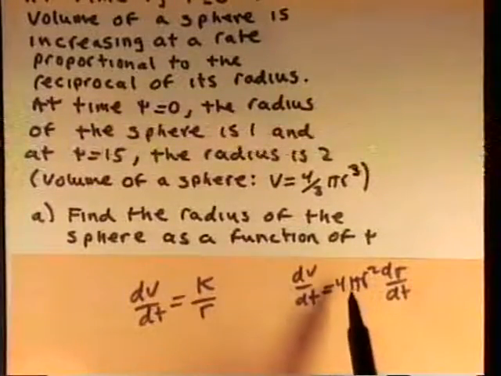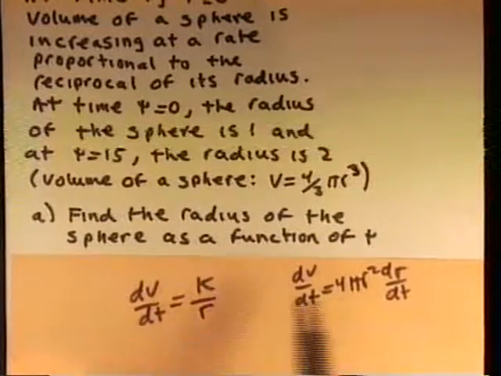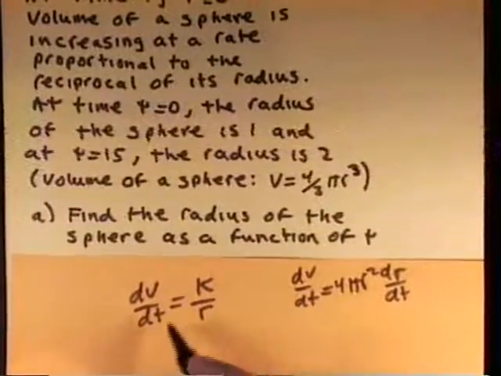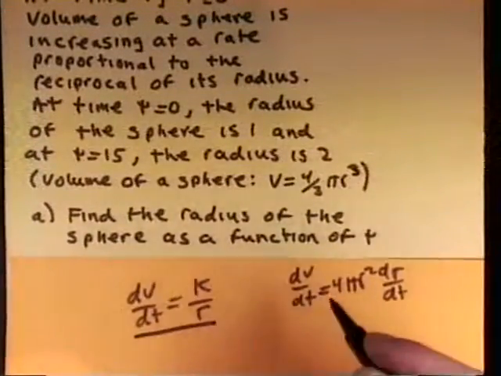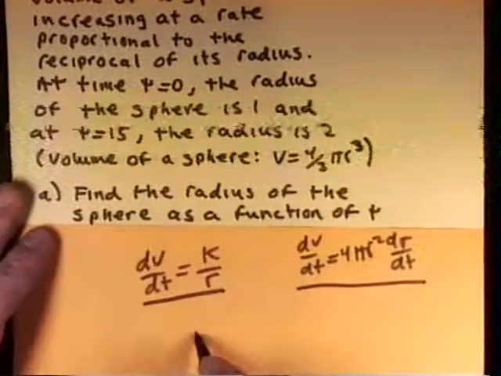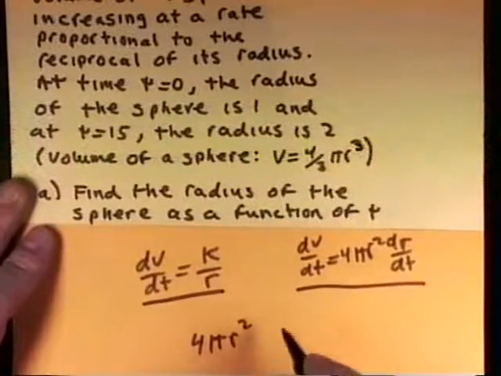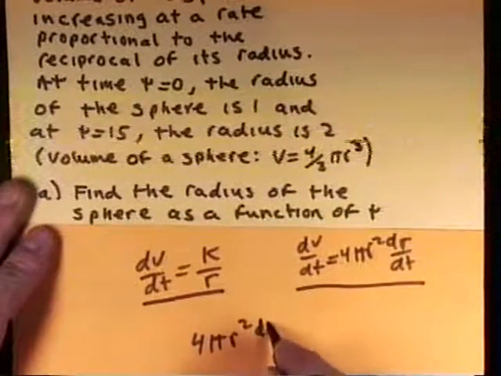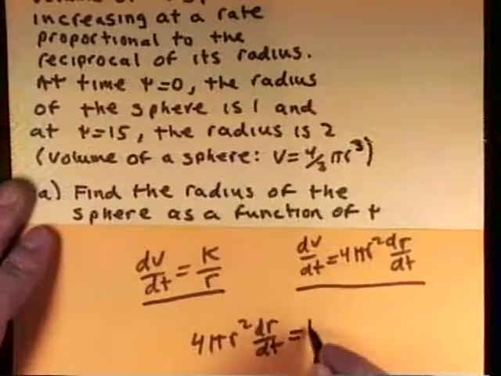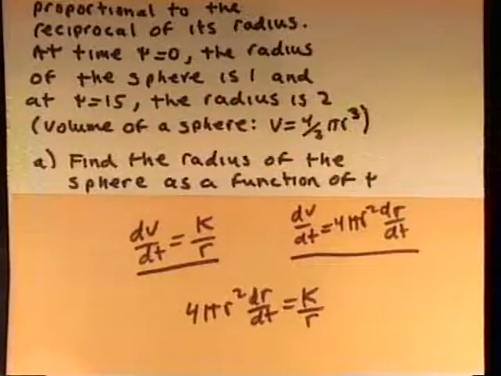Well, we know dV/dt equals kr, so we could set this equal to this. Now, in this problem, you earned a point if you set that, 2 points if you got that, and another point if you actually set them equal to each other. Since dV/dt is equal to k over r, 4 pi r squared dr/dt is equal to k over r. We're still nowhere near out of the woods yet. It still gets very hard from here.